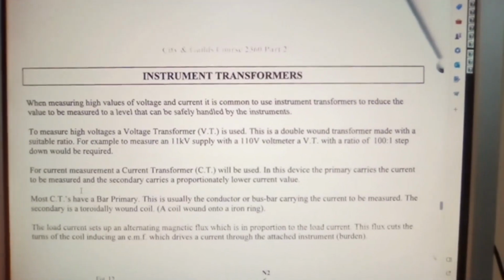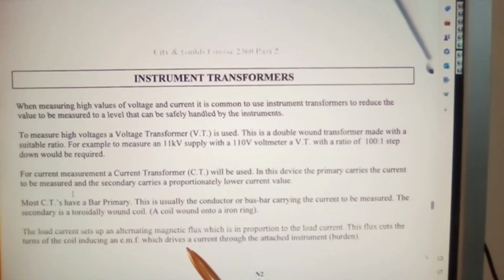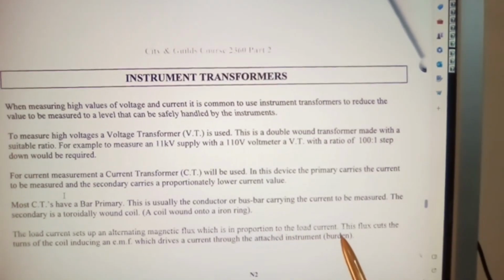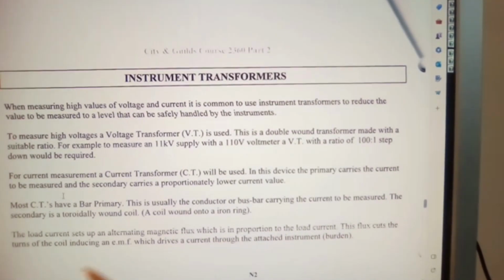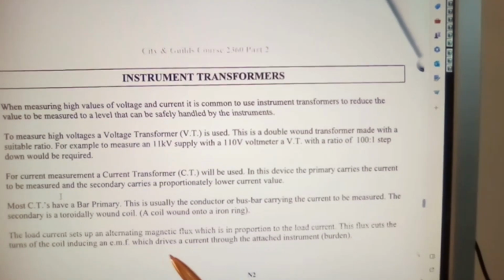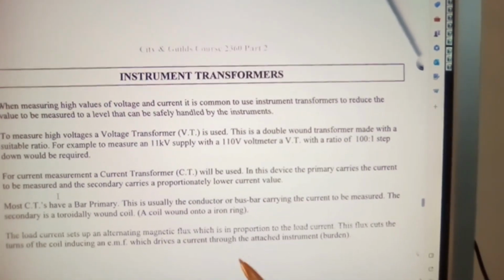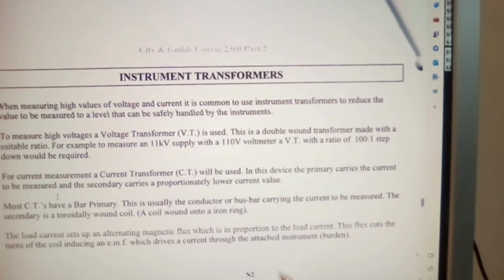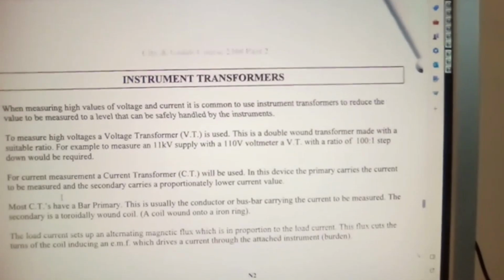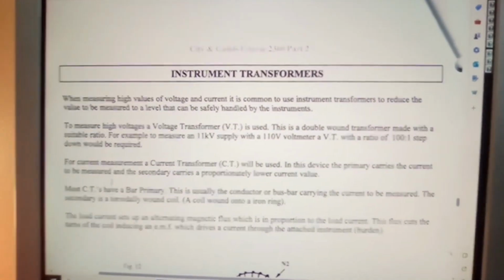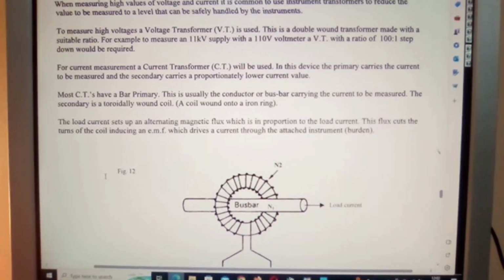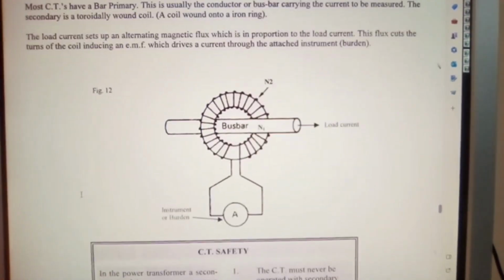The load current sets up an alternating magnetic flux which is in proportion to the load current. This flux cuts the turns of the coil, inducing an EMF which drives a current through the attached instrument, and we call it the burden. And this is what it would look like basically. And that would be your picture of it there.